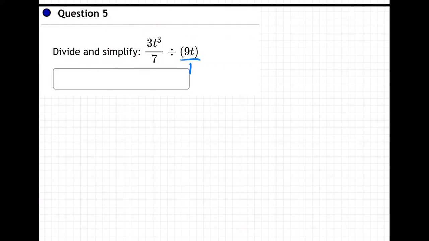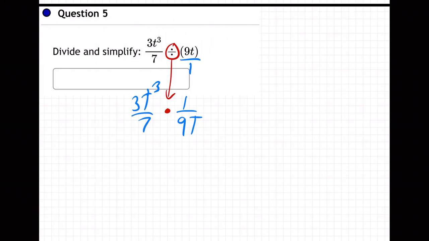Now we have a dividing. How do we do dividing? Well, whenever we have dividing, we change it to multiply. And basically the one on the right flips. So I'm going to take this one on the right and it'll go like that. The one on the left stays the same. Just like that. That makes sense.